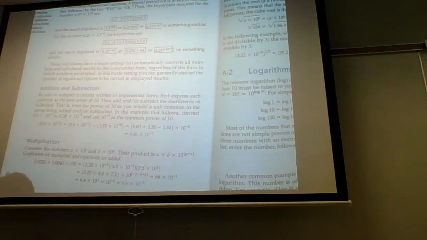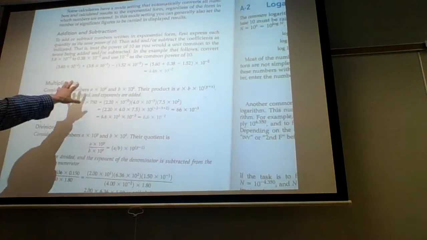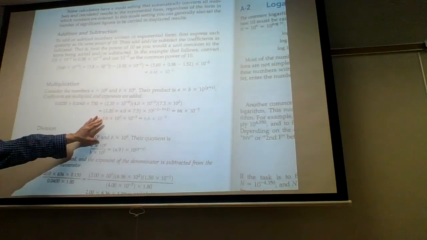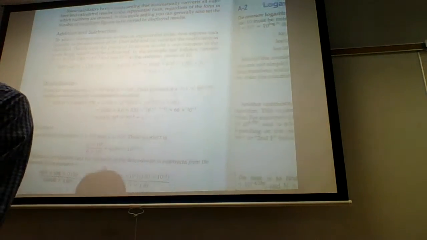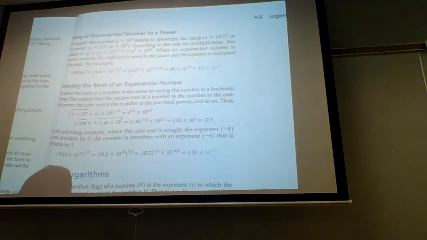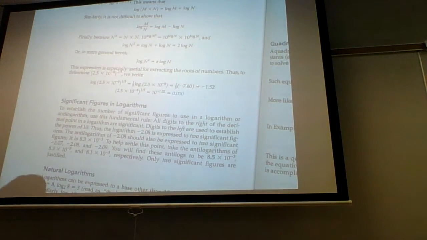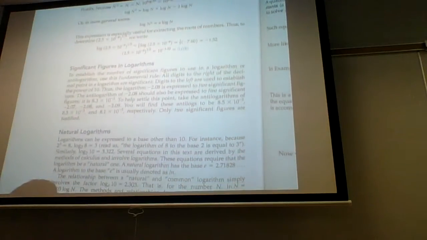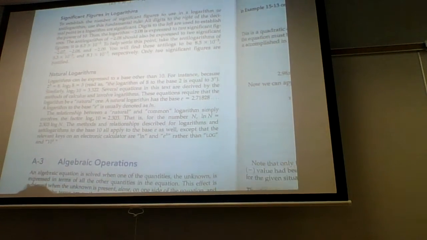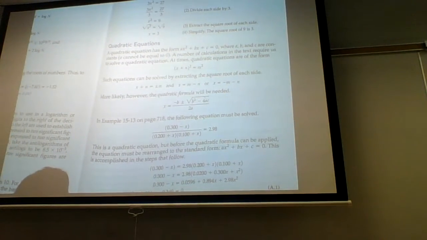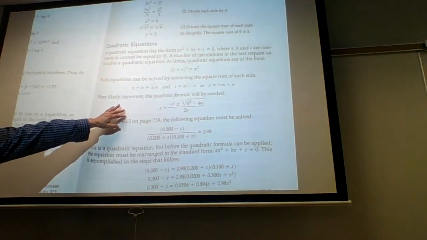I think this is getting a little, well, actually it's not so simple because it's addition and subtraction in scientific notation. So it isn't as obvious as you might think. Division using scientific notation, multiplication using scientific notation, exponents, logarithms. All right, so yeah, that's pretty good. Sig figs in logarithms. Oh, that's pretty useful. Natural logarithms, algebraic operations, the quadratic equation. It's probably been a while since. The quadratic equation, you'll see this more in Chem 1B.